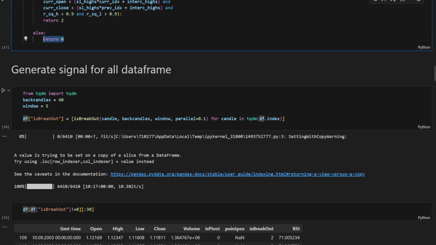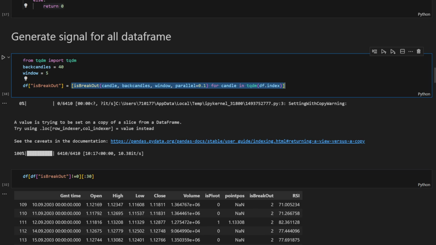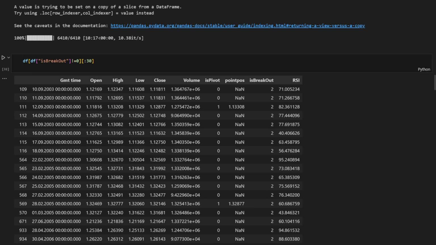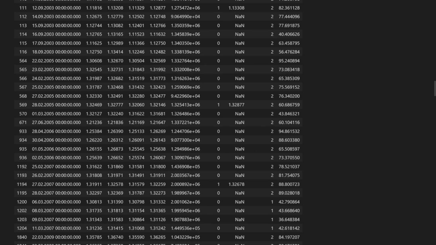Now we can apply it to our data frame. So again, I'm defining window equal 5 for now, back candles equal 40. And these are two parameters that you might want to play with and experiment on. They might change and affect our final results. Anyway, for the sake of this video, just as an example, I'm defining a new column in our data frame called isBreakout, and I'm applying the isBreakout function with the necessary parameters on all the data frame. And this is how we have a new column now called isBreakout, which will hold the signal, as you can see here. So if it's a bearish or a bullish signal, 1 or 2.